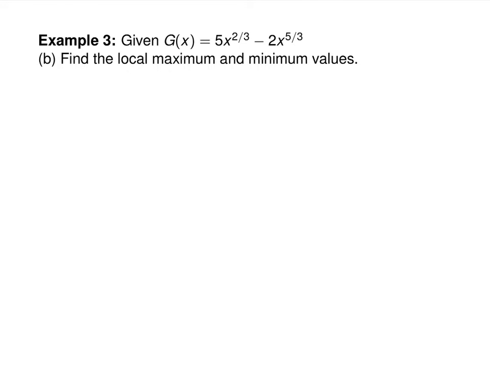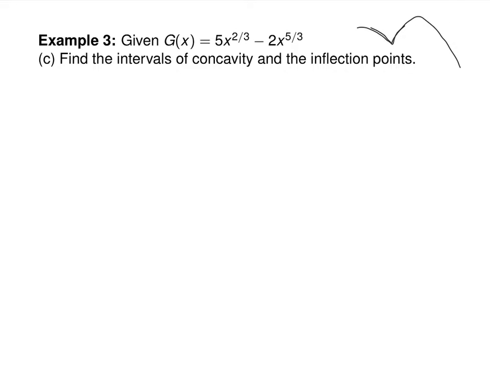Okay, local maxes and mins. Even though 0 is undefined for the derivative, it's not undefined for the original function. So what that means is at 0, you have some kind of corner point. And I think if you were to graph this, it ends up looking a bit like this. So the derivative being undefined can still be a max or min.